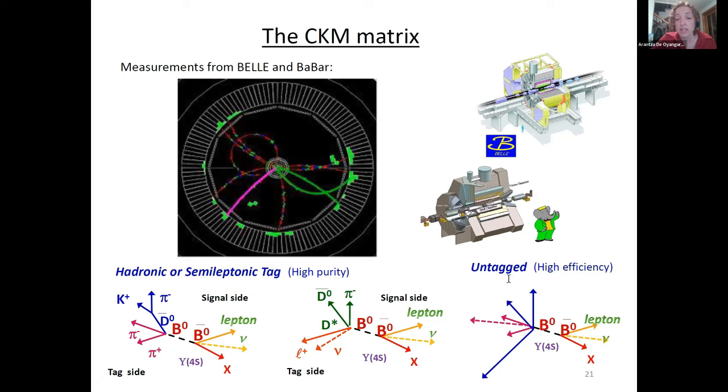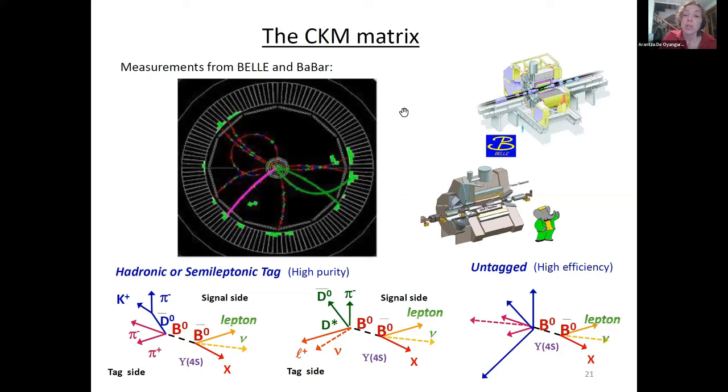Or we can just do it in an untagged way, where we don't care about what is happening with the other B. We are just taking into account our signal. The advantage of having a hadronic or a semi-leptonic tag is that you have high purity, because you are reconstructing almost everything that is happening here. The penalty is that you have less data, because you have to reconstruct everything, so you are losing by efficiencies. The untagged method has much more statistics, but you are not so clean as in this case. I think Karim will tell you more about it.